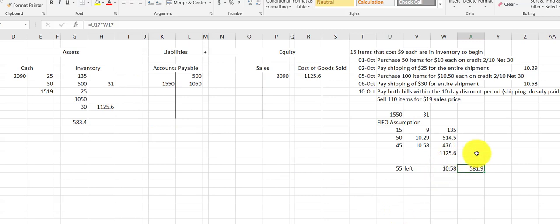Now, if we're using the FIFO assumption, then our sales is $20.90, and the cost of goods sold is $125.6. So our gross profit is, okay, so it makes a difference. We'll see. Okay, so that's our FIFO.